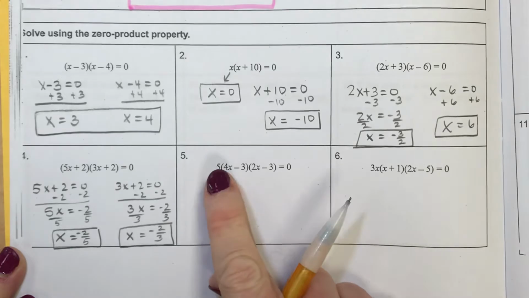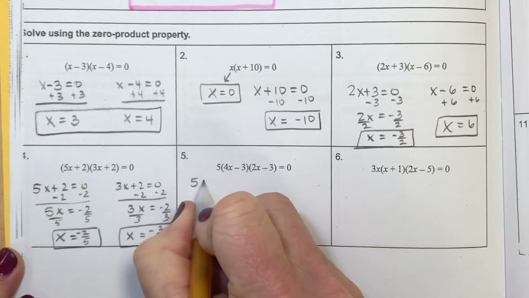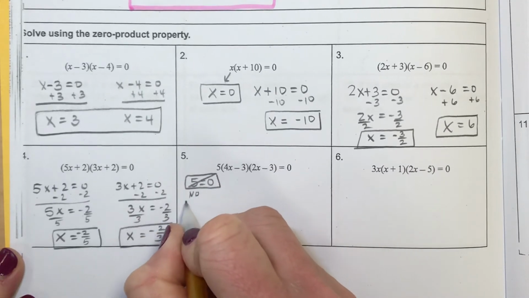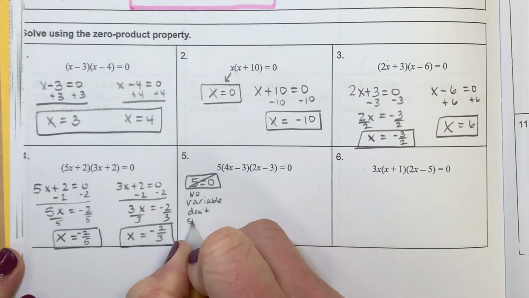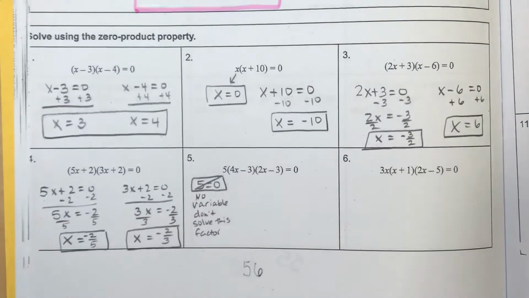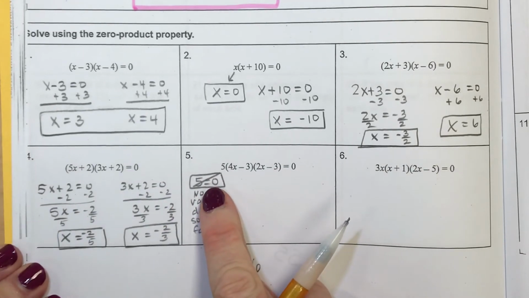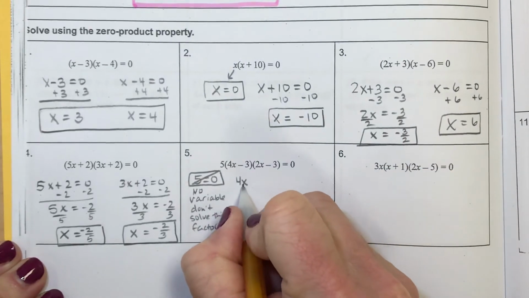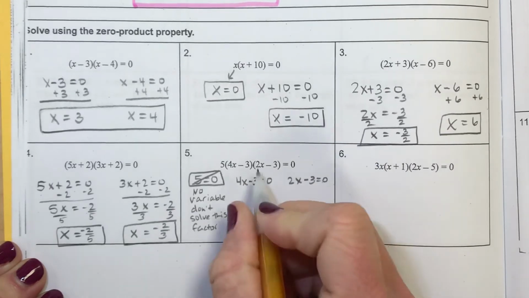Okay, now this factor I noticed had a GCF of 5 in the front. Now it is not going to make sense to say that 5 equals 0. So if there's no variable, you don't solve that factor, because it doesn't make sense to say that 5 equals 0. So you're actually going to ignore that factor because there's no variable to solve for. But I will set my 4x minus 3 equal to 0 and 2x minus 3 equal to 0. And we're going to solve both of those.